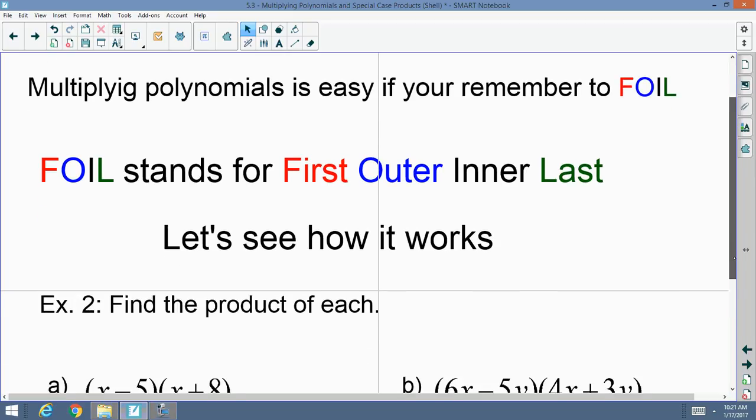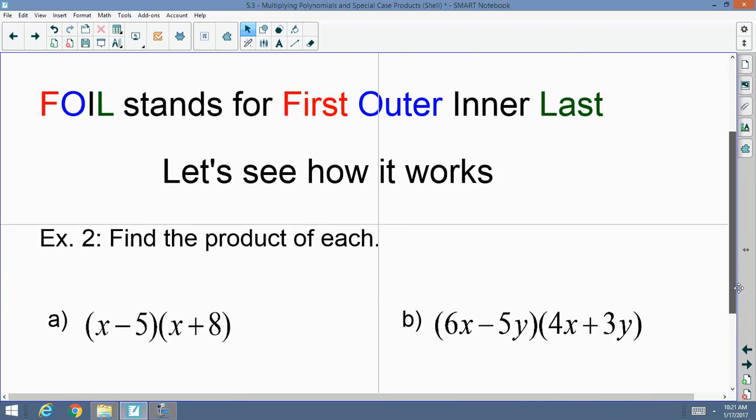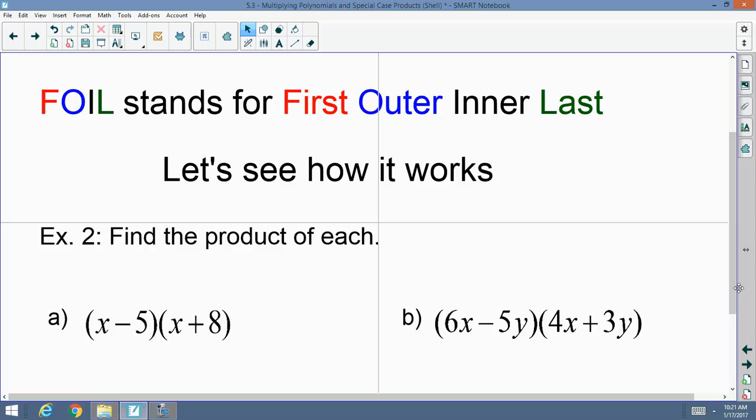Well, very simply. When I want you to find the product of two polynomials, that means that it's not a monomial and a binomial, or a monomial and a trinomial. It's two polynomials. So you're going to have maybe a binomial times a binomial, or a binomial times a trinomial, or a trinomial times a trinomial.